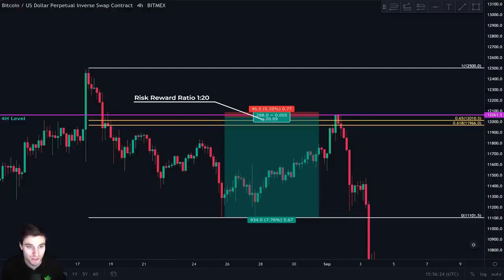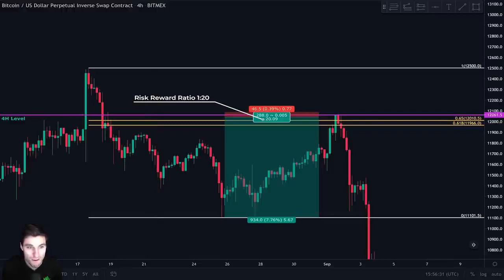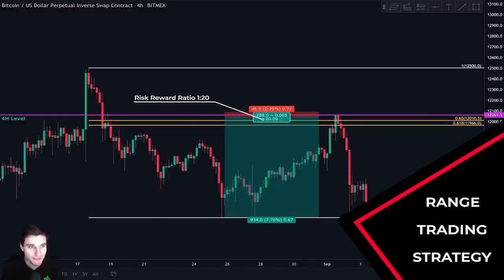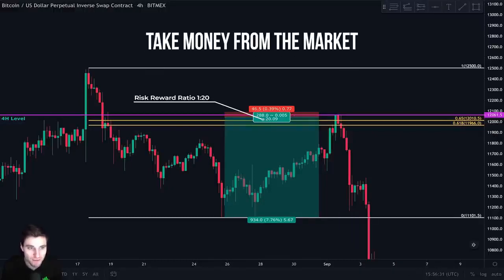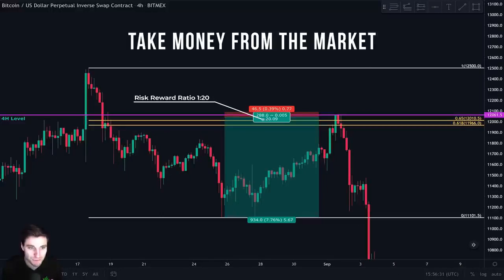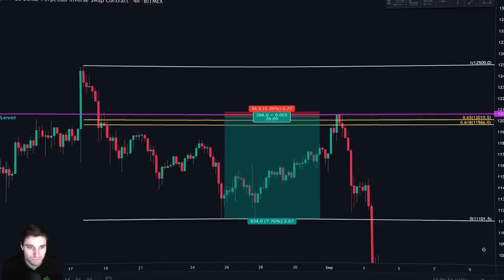Now, you might be wondering, why did you close the trade? You could have made more money by keeping it as price went down. Remember that this is a strategy for trading the range, meaning that we always close the trade at our support, because no trader can know exactly if the price will break support or bounce from it. The most important thing for us is to take money from the market and repeat this process again and again and again. So let's jump to another example.